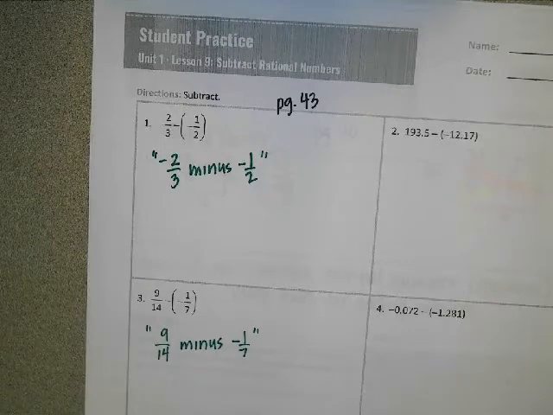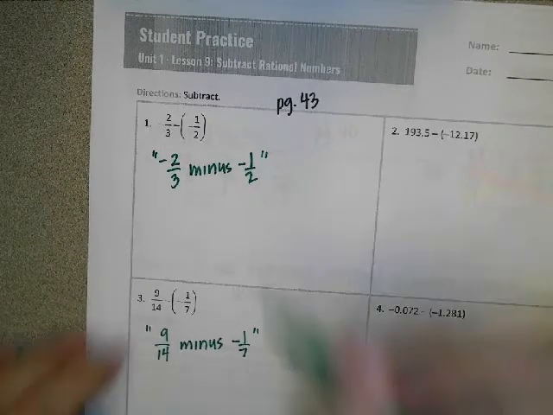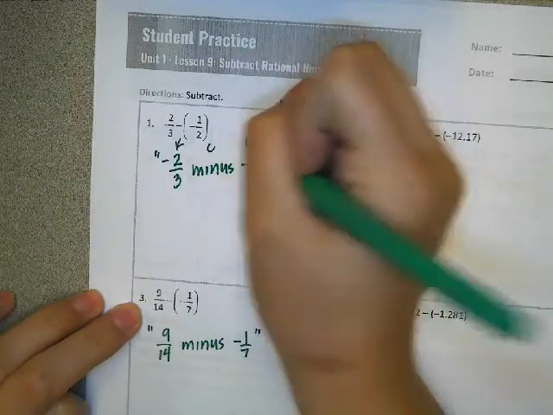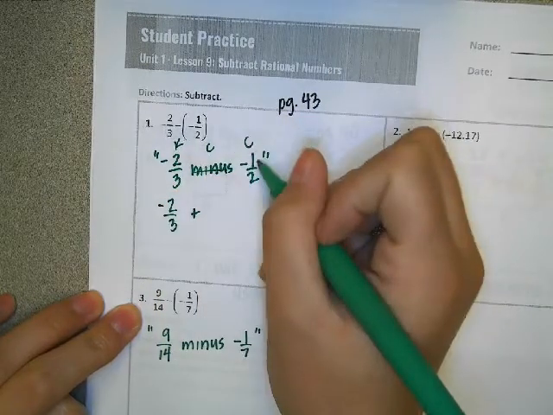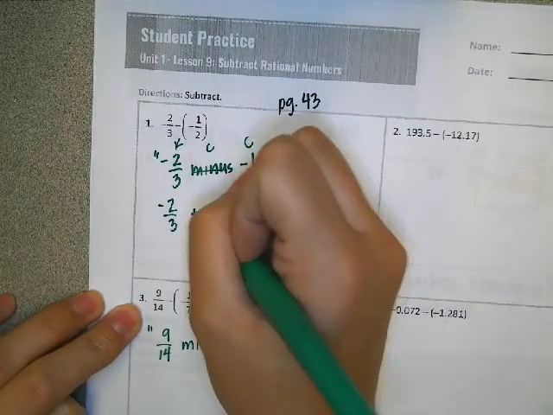Okay, so I'm just going to go over the answers. So you should have used keep, change, change. We keep the first term the same. We change the minus to a plus and change the second term to its opposite, so 1/2.